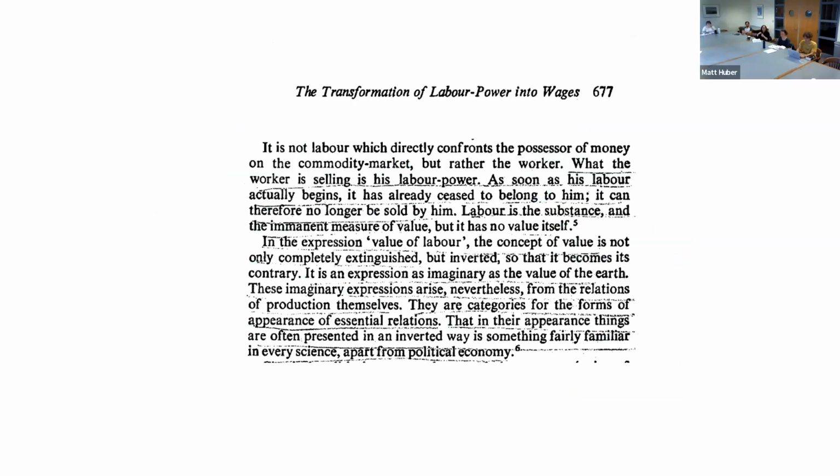And then he says this, which is one of these lines that confused me and still confuses me. Again, it's not labor which directly confronts the possessor of money on the commodity market, but rather the worker.